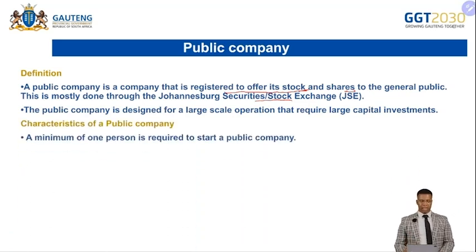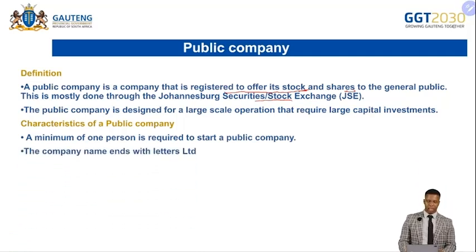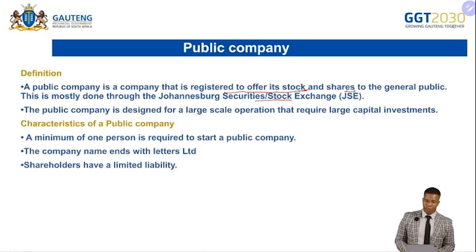What are the characteristics now? A minimum of one person is required to start a public company. The company name ends with Ltd. Furthermore, shareholders have limited liability. So it means now if the company goes bankrupt or is liquidated, the shareholders are only limited to what they have invested. If they only invested 100,000, they will only lose that 100,000, not their personal assets, because they have limited liability. So it is limited to what they have invested.